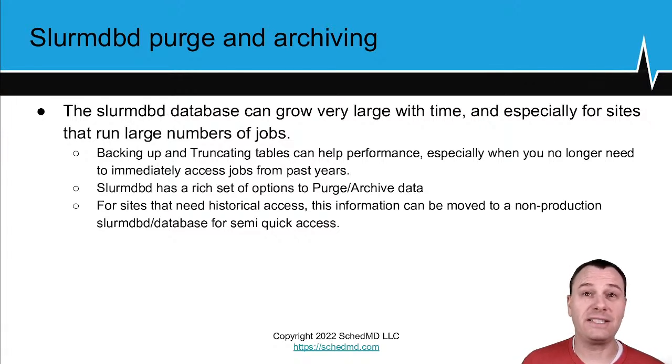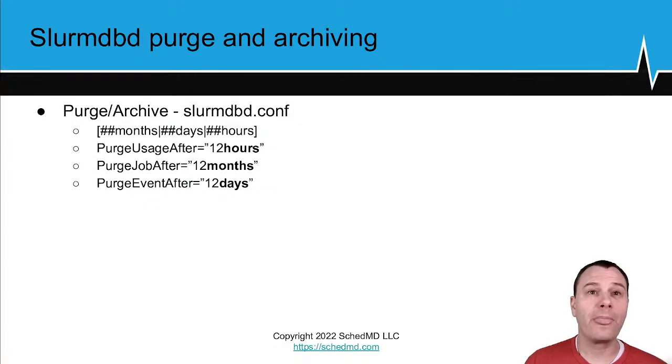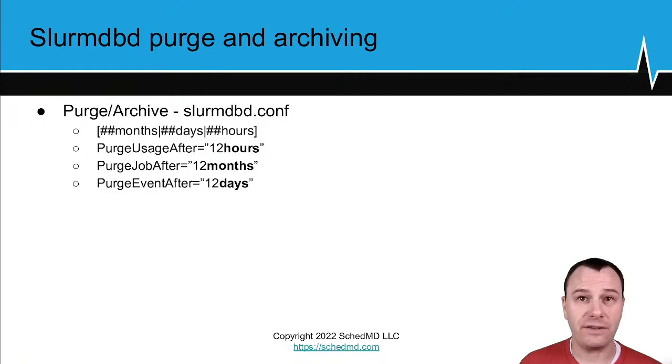Slurmdbd also provides a set of options to automatically purge and archive data. For sites that still wish to access older data, this information can be stored in a non-production instance of slurmdbd. The purge options can be specified for when the purge of respective entities occurs. The default value for each of these options is to never purge. However, a value of, say, 12 hours would purge everything older than 12 hours.